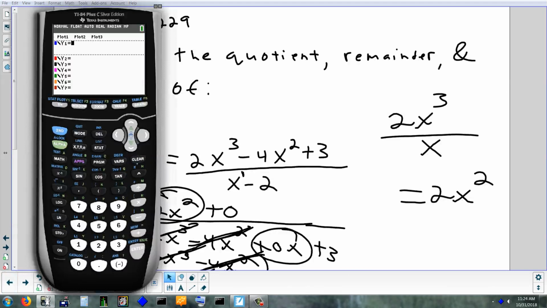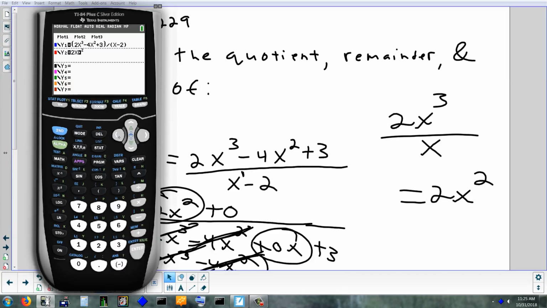Let's get rid of that and put this in parentheses: 2x cubed minus 4x squared plus 3, divided by x minus 2. And I'm going to graph the EVA in red right below it. We think it's 2x squared?